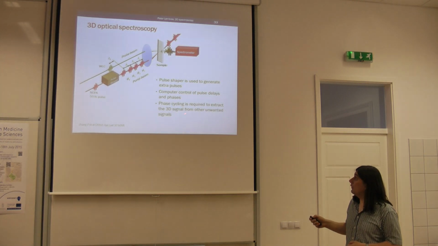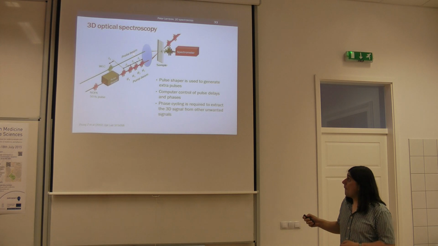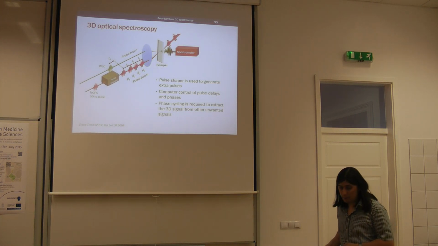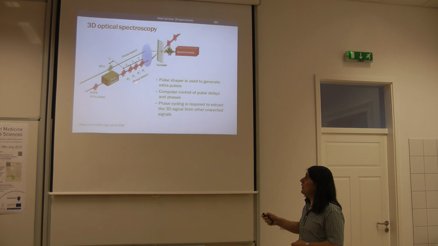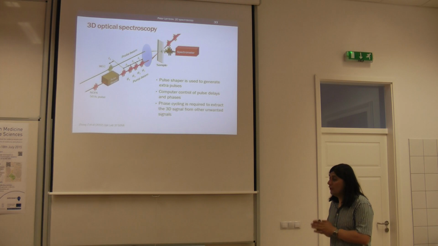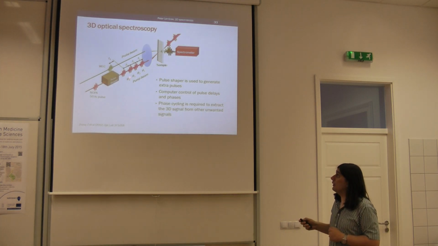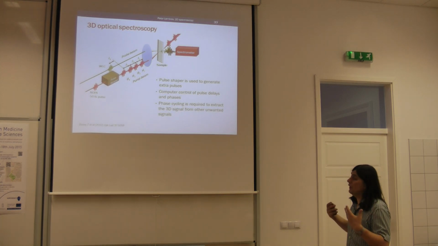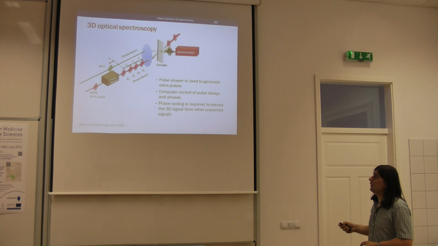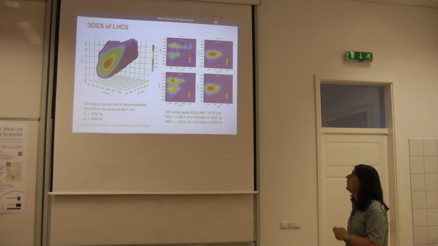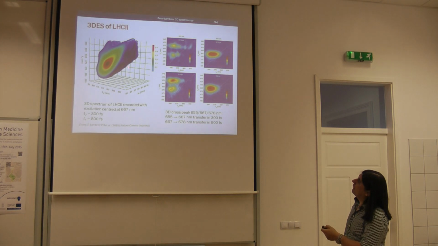We do that by what is called phase cycling. We not only sweep the time delays between the pulses, but we also sweep the phases of the pulses, and then we know the exact dependence of our 3D signal on the phase of the pulses, and with the proper phase cycling, we can extract the signal. But that's another story.